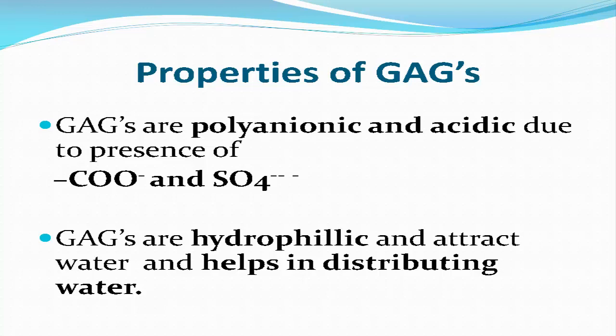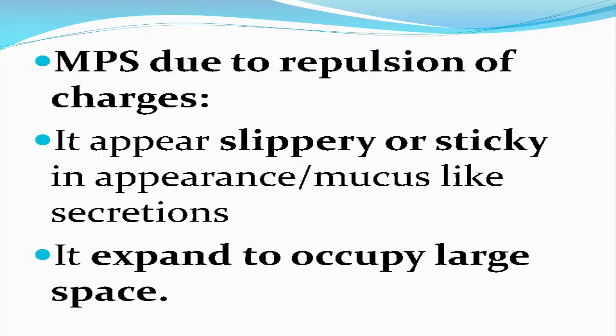GAGs have some negatively charged groups like carboxyl groups, and then sulfates and phosphates are attached. So they can draw a lot of water. Because they hold a lot of water and because they have negative charges which repulse each other, they become a slippery or sticky kind of thing, which feels a little bit like mucus. So the GAGs are also known as mucopolysaccharides or MPS because they have a slippery, sticky, mucus-like feeling. And because they can hold a lot of water, they can take a large volume together. Okay.